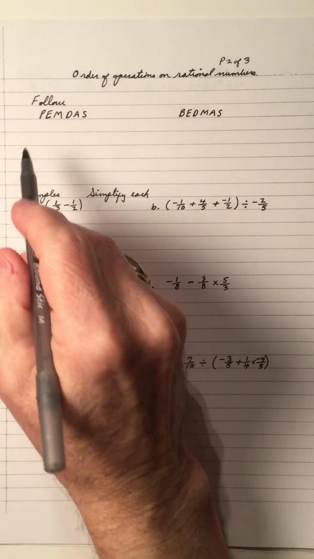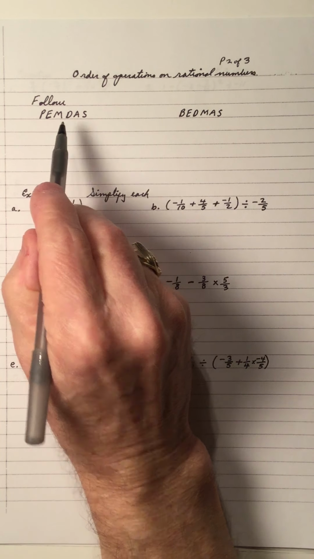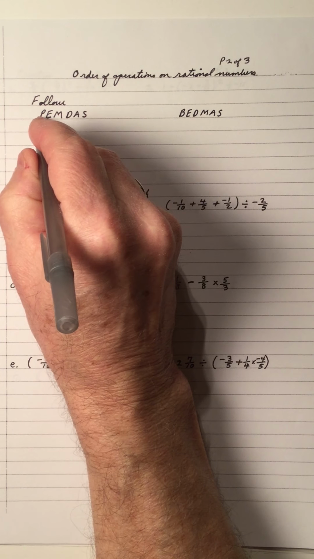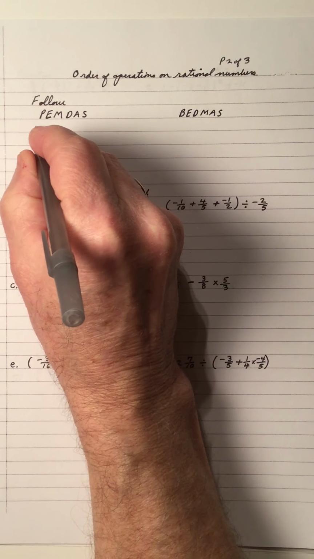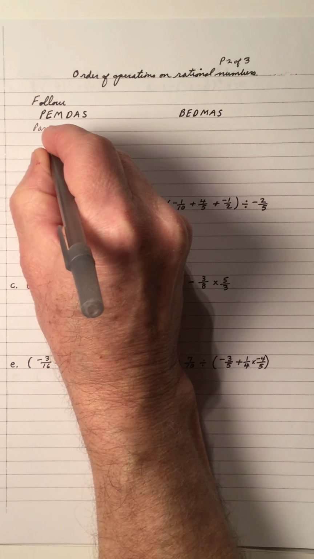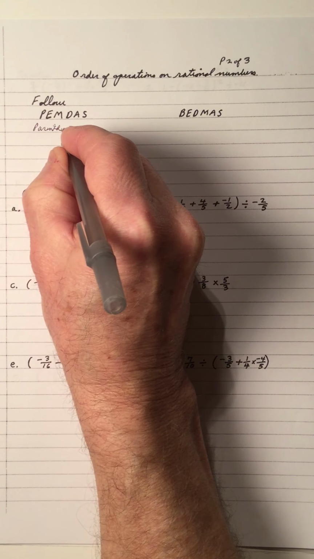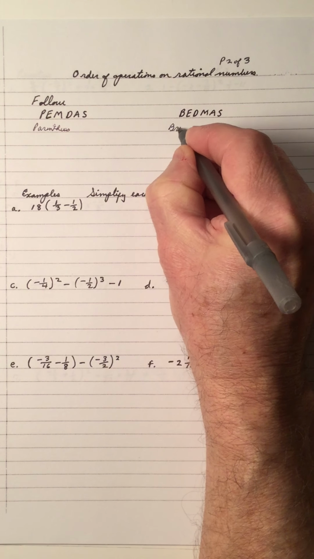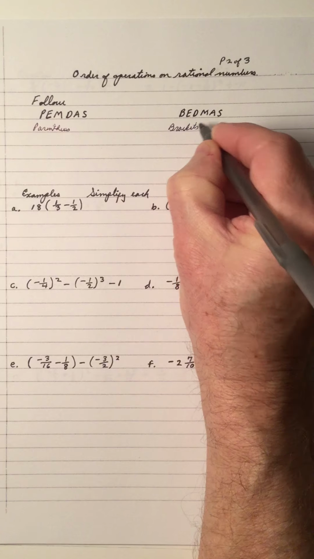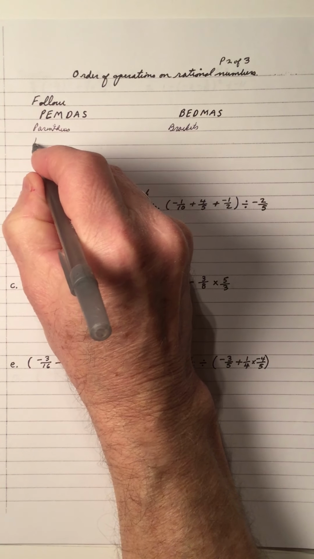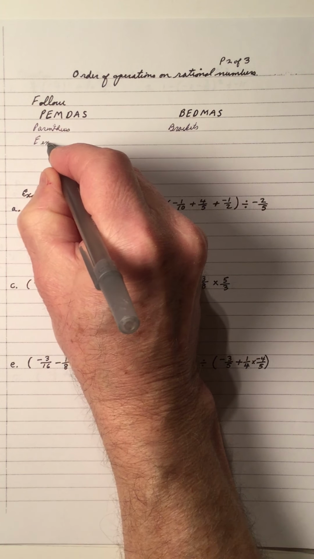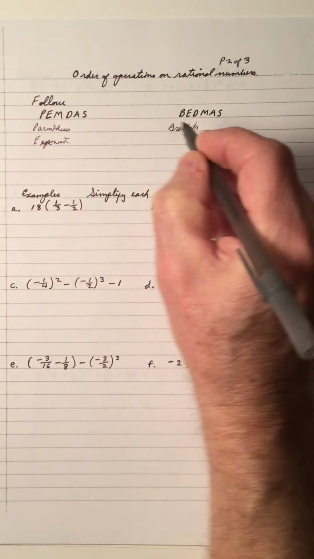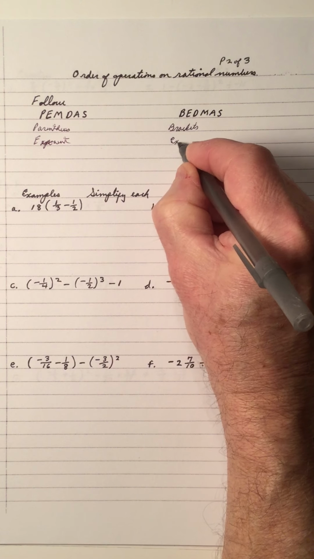The order of operations follows PEMDAS or BEDMAS. Both of them are the same. The only difference is that P stands for parentheses and BEDMAS stands for brackets, but in my mind, parentheses and brackets are the same. Then they have E for exponents, E-X-P-O-N-E-N-T-S, and E is for exponents.